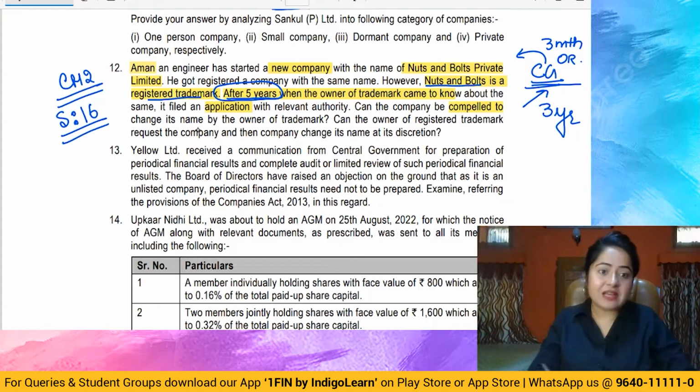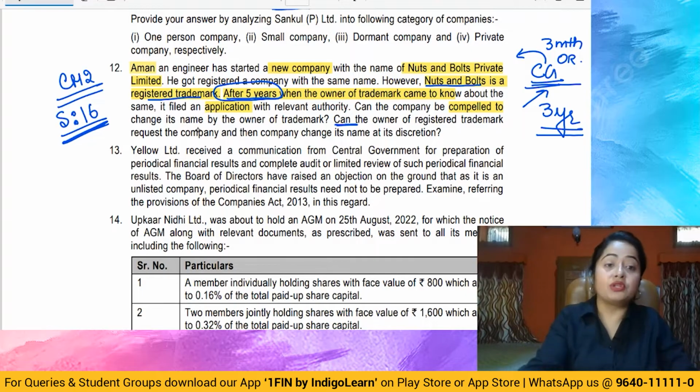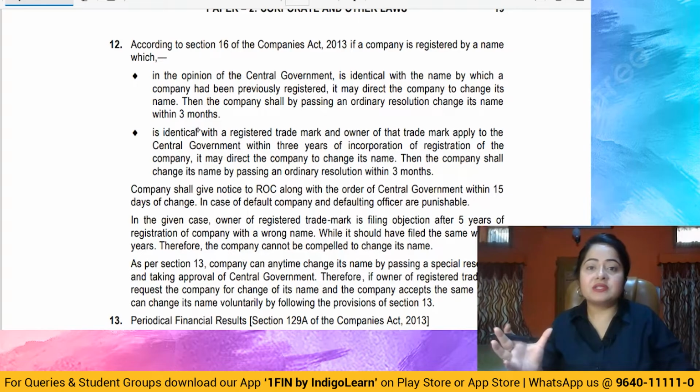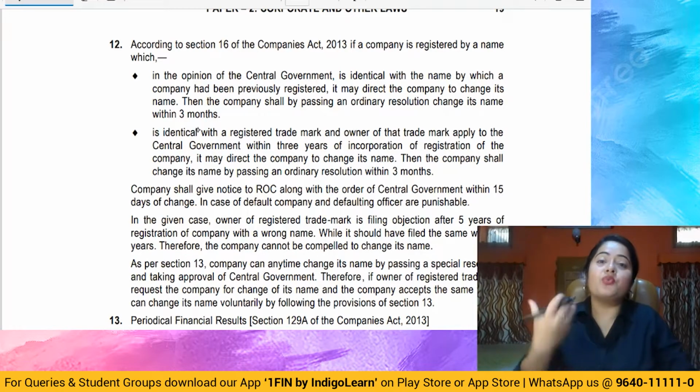Can they do so? Well, as per section number 16, they cannot do so. They can only do it within 3 years, not after 5 years. So this owner of the trademark cannot compel or force this company to change its name because 5 years have elapsed. Right? The second part of the question asks, can the owner of the registered trademark request the company, and then the company can change its name at its discretion? So basically, this means that can the owner of a registered trademark request the company to change the name? Of course, why not?